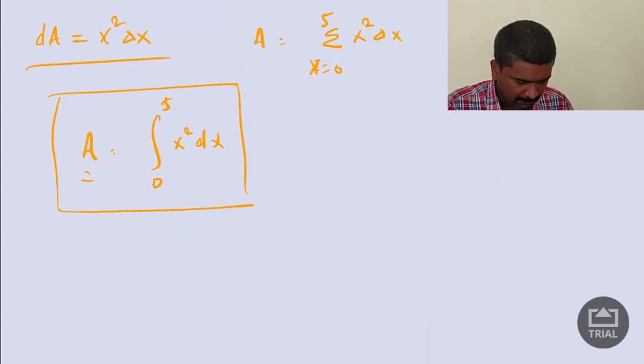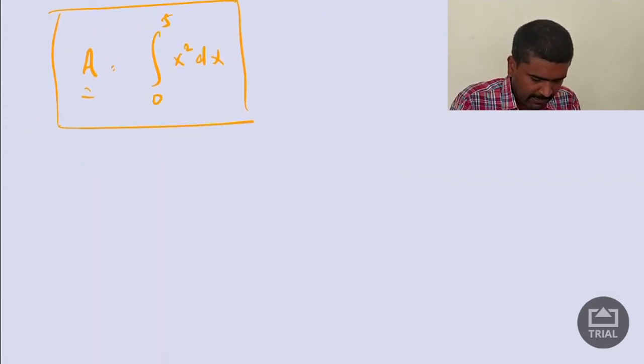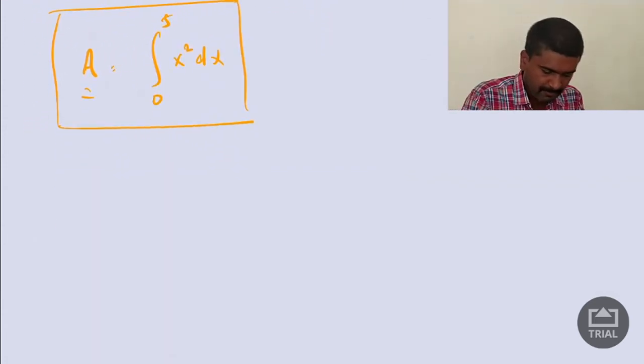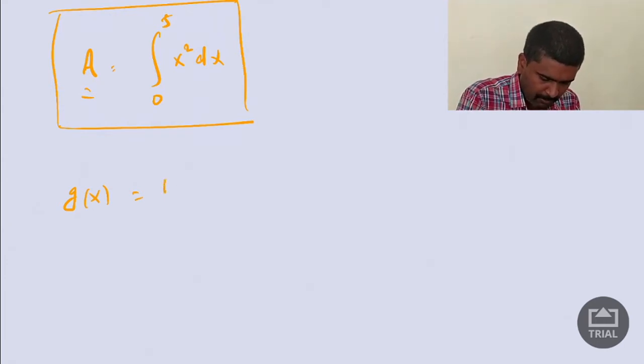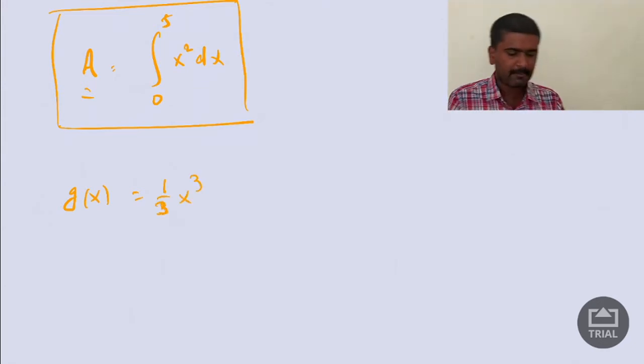So I will come from the differentiation first. If I take differentiation, I am taking one function here. Let us take one function, let us say g of x equals 1 by 3 x power 3. I am taking this function.